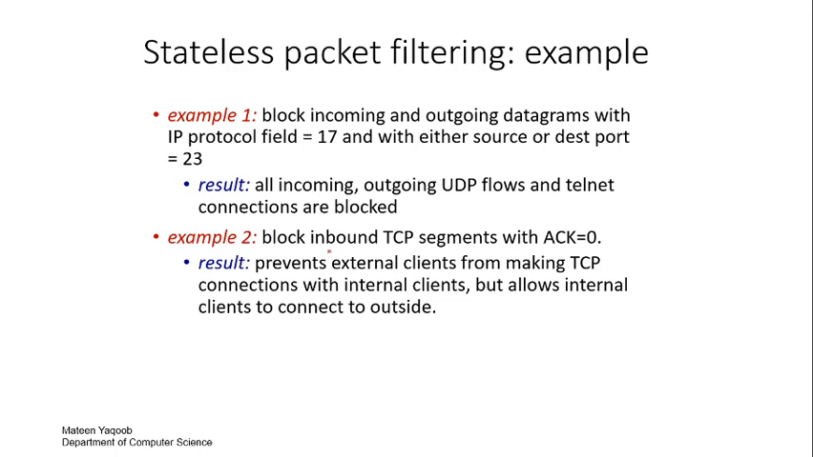Let's see, if we block all inbound TCP segments with acknowledgement 0, the result will be that we prevent external clients from making TCP connections with internal clients, but we allow internal clients to connect to the outside. So if you implement that, only your internal users can connect to the outside, but outside users or external clients can never connect using a TCP connection to the internal clients.